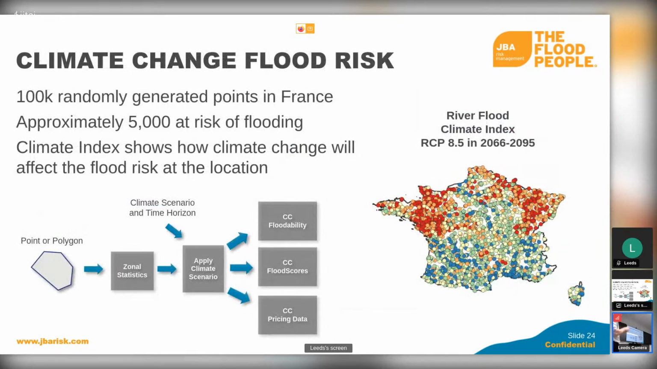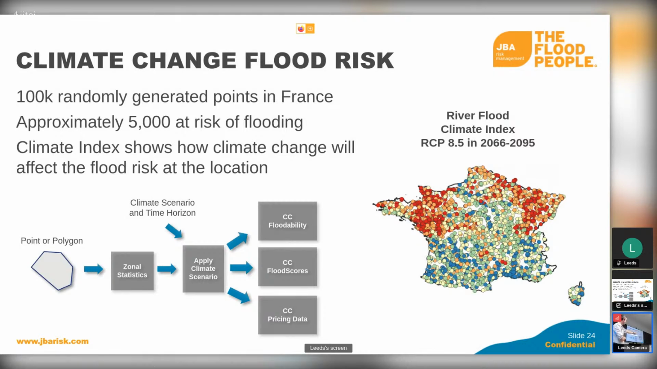Further to this, an emerging area in the insurance market is around climate change. And just to demonstrate how we're incorporating climate change models into these calculations too. What this slide shows, again, is a point or polygon sent to the API. We get our flood risk statistics from the GeoTIFFs on S3. We can then incorporate some climate scenario information, adjust the flood risk, and then calculate floodability or flood scores or pricing data, those risk representations, for any climate change scenario that we've modeled.